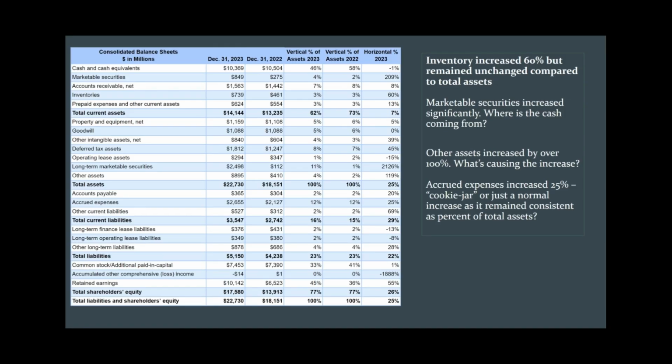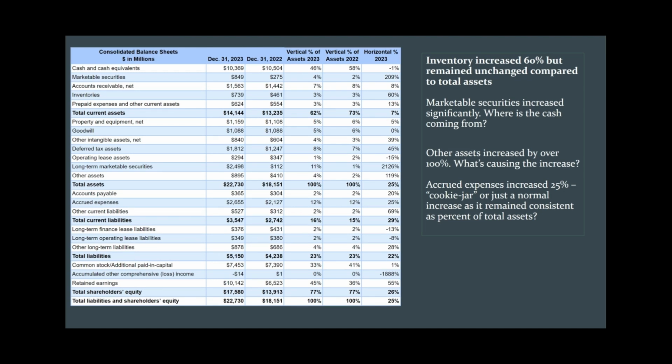Here's an example of a common size balance sheet, and we have both vertical analysis and horizontal analysis. And for vertical, everything is expressed as a percentage of assets. Cash in 2023 is 46% of total assets. Total assets obviously is 100% of itself. And here we see, for example, just pick something random, accrued expenses is 12% of total assets.